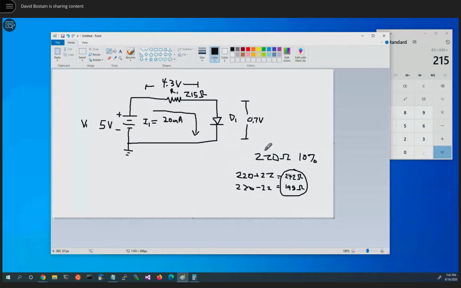So let's amp up our work here a little bit, and let's say that what we wanted to do was actually use a different type of diode.